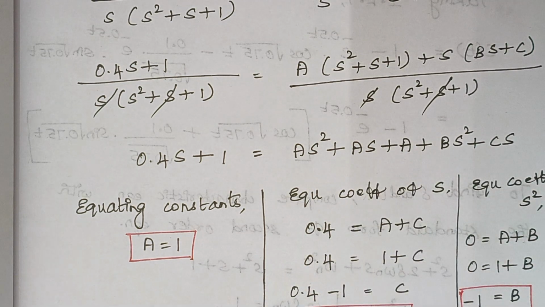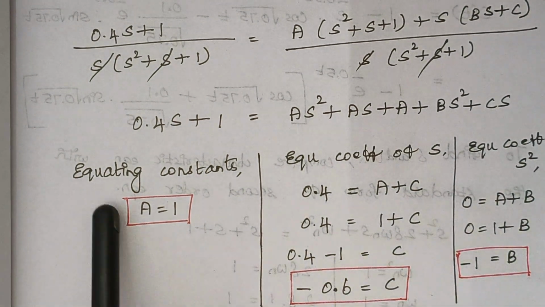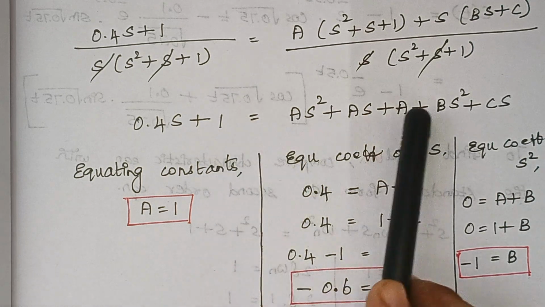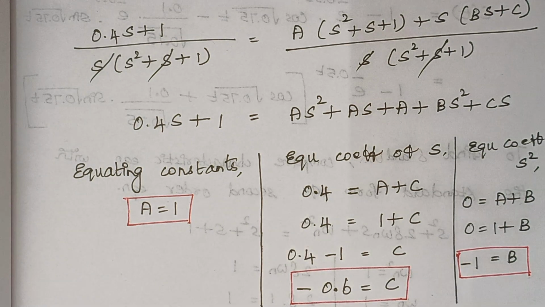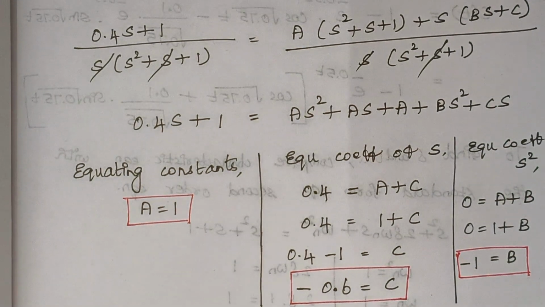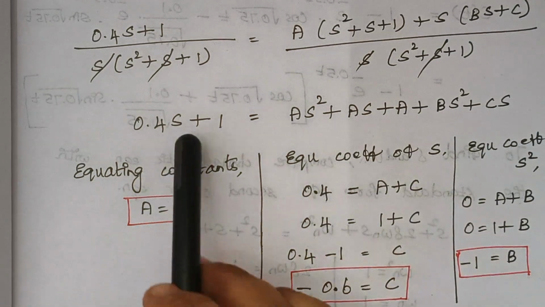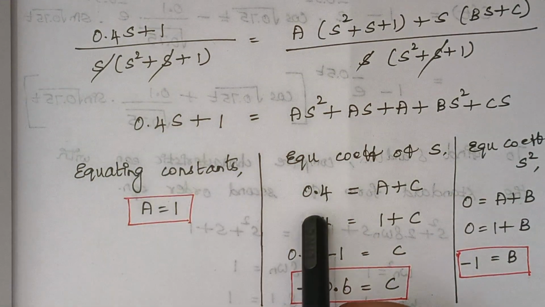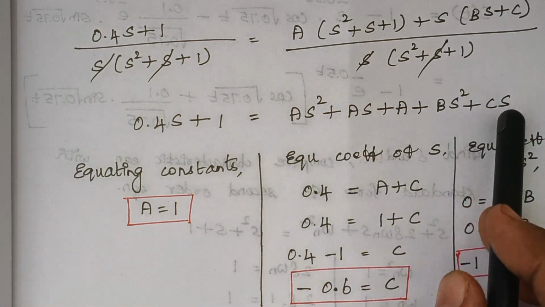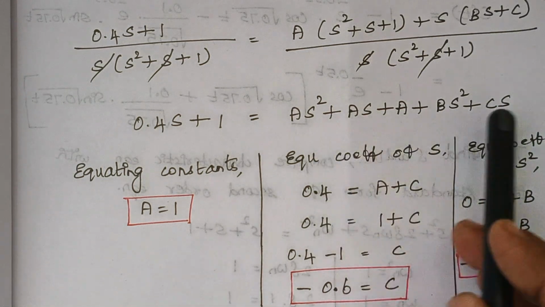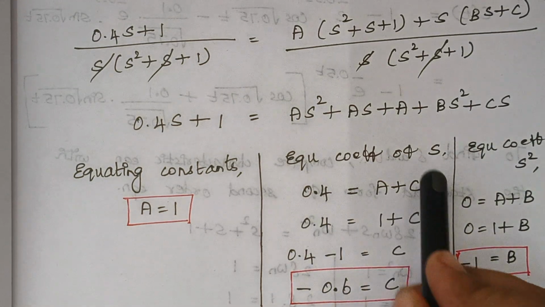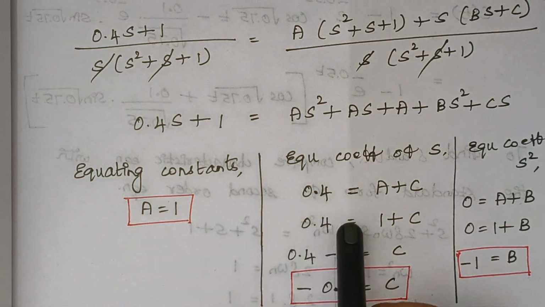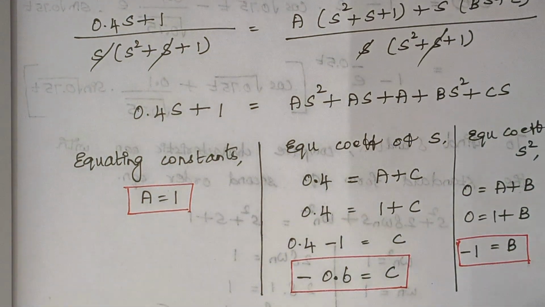So when you compare, first we are going to equate constants. Here 1 is a constant and here A is a constant. So A is equal to 1. And the next thing is we are going to equate the coefficient of s. The coefficient of s is 0.4 on the left hand side. And on the right hand side, here I am having A and here I am having C. Therefore 0.4 is equal to A plus C, and we know the value of A as 1. So just substitute the values here, and finally we get the value of C as minus 0.6.